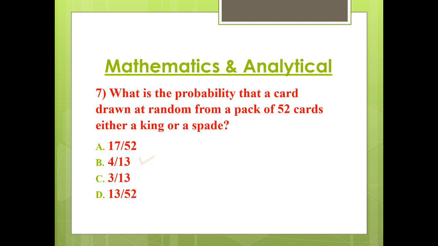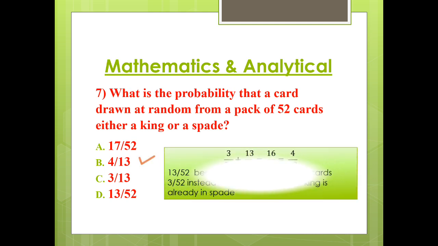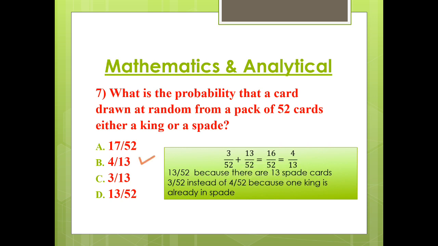Seventh is: what is the probability that a card drawn at random from a pack of 52 cards is either a king or a spade? If you have seen our previous video, we have made a video about probability as well. So following that, we know that we are going to take it like this: 3 over 52 plus 13 over 52, which, when you simplify it, is 16 over 52, and simplifying again, you get the answer as 4 by 13.